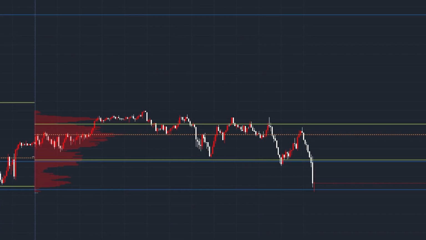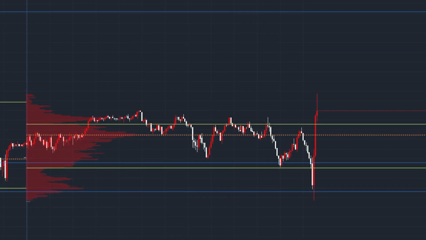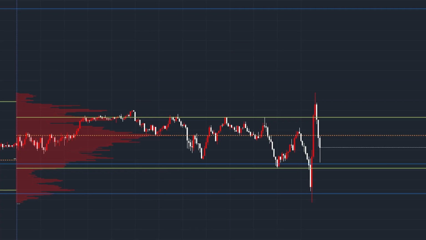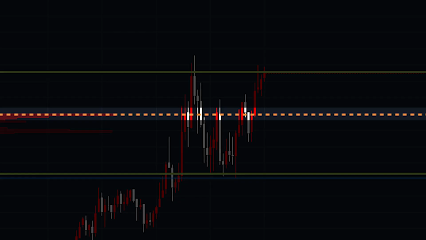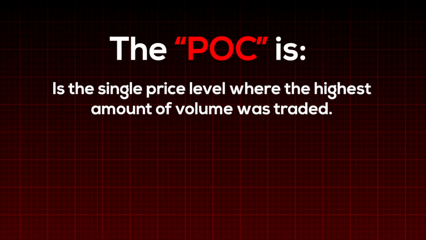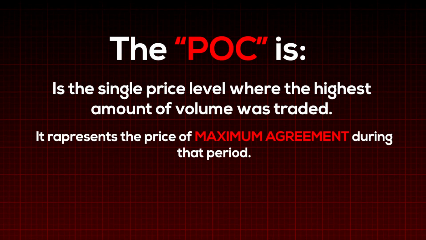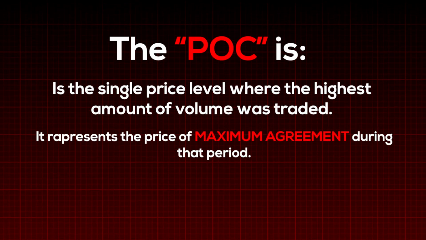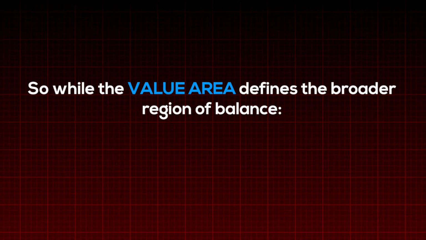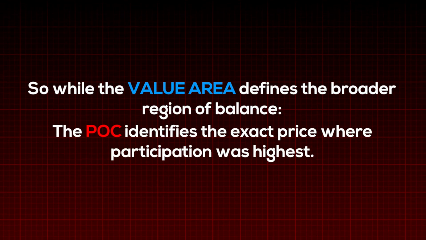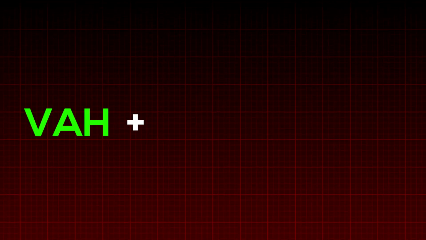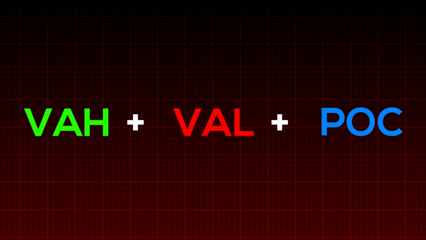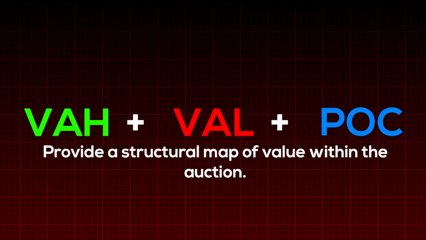When price moves outside of the value area, the auction is exploring, either attempting to discover new value or rejecting previously accepted prices. At the center of the value area lies the point of control, or POC. The POC is the single price level where the highest amount of volume was traded. It represents the price of maximum agreement during that period. So while the value area defines the broader region of balance, the POC identifies the exact price where participation was highest. Together, VAH, VAL, and POC provide a structural map of value within the auction.